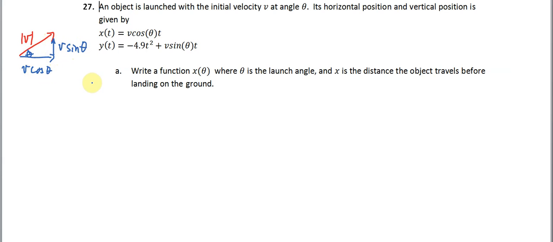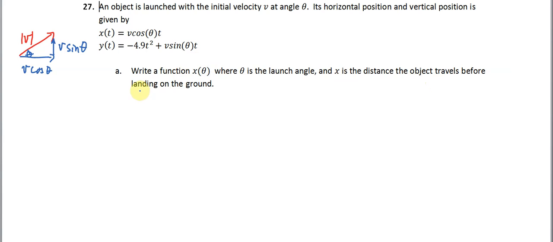Okay, so for every single second, the object is going to move forward v cosine theta units. Okay, this here is our free fall equation with negative 4.9 t squared. All right, now let's get to this. Write a function x of theta, where theta is the launch angle and x is the distance the object travels before landing on the ground.